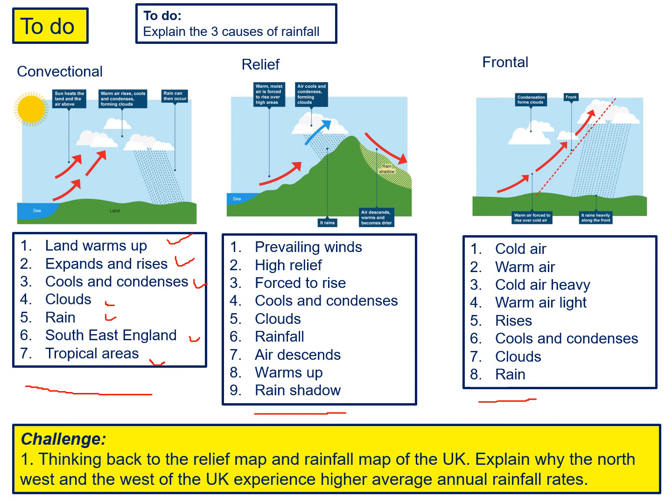The challenge is thinking back to the relief map and rainfall map of the UK. Explain why the northwest and the west of the UK experience higher average annual rainfall. So which one are you looking at for the challenge question? Would it be rainfall 1, convectional, rainfall 2, relief, or rainfall 3, frontal?